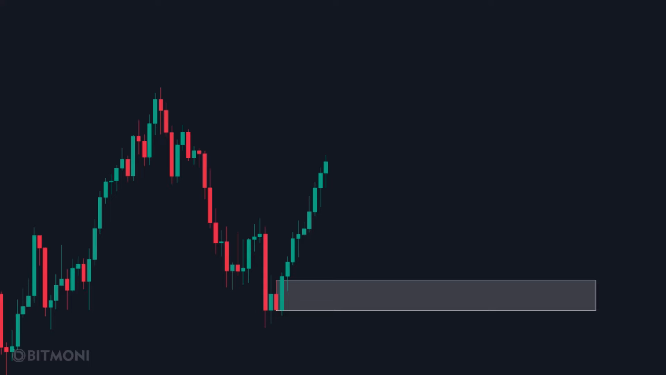Now I'm patiently watching for price to return to this zone. And as you can see, price is approaching it, but when it touches the zone, you don't enter right away. You need to wait for confirmation. That's the key to a perfect entry. You need price action to show signs that it's ready to bounce back to the upside.